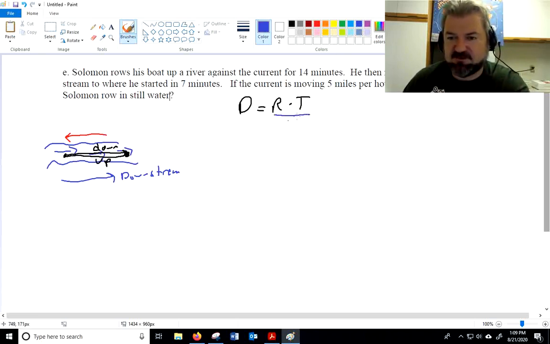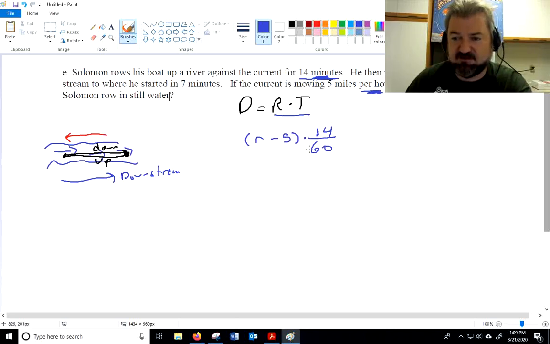Well, that distance is determined by rate times time. His rate is his rowing rate that I don't know, minus the rate of the water, which is 5, times the time. How long did he go? Well, 14 what? Minutes. My rate is in what? Hours. So 14 over 60. 14 minutes is 14 over 60 hours. And yeah, we could reduce that, but I want to make that clear that it's a fraction of an hour. Okay, so that's how far he went.